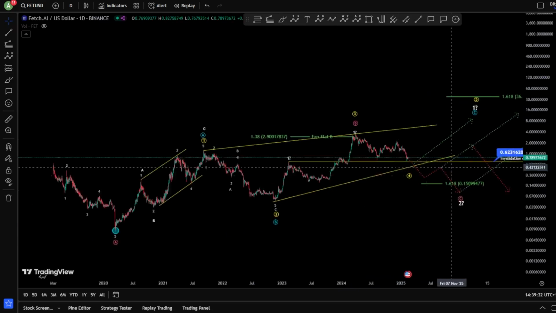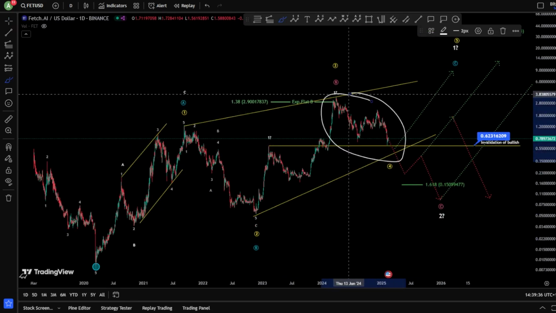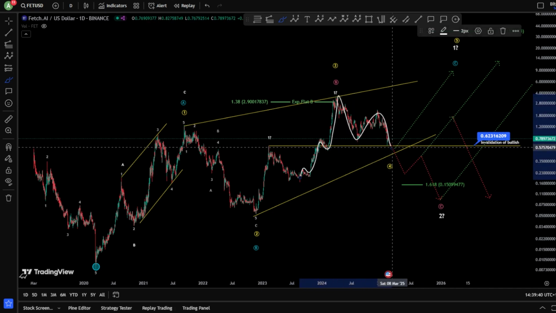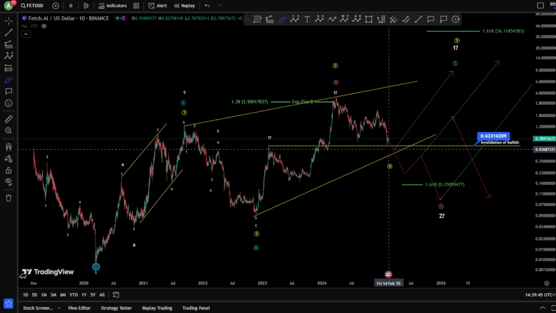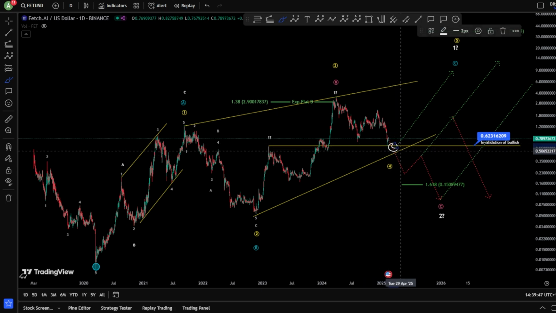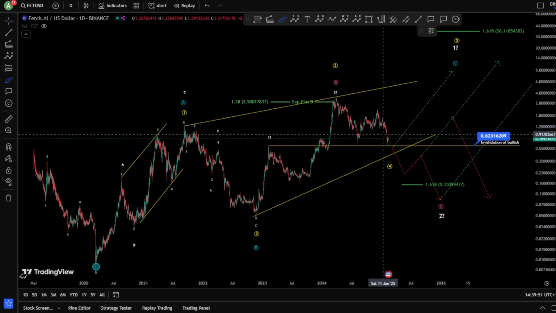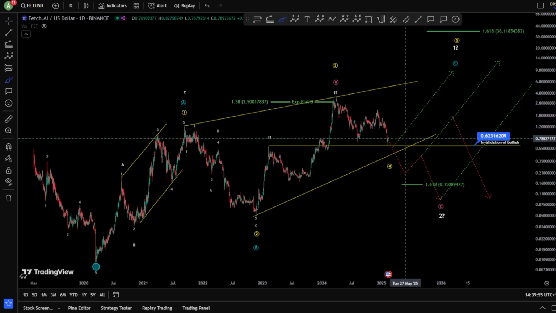So the first indication for this, the first thing, you want to finish this correction. So this correction after this impulse 1, 2, 3, 4, 5, A, B, and a C, your wave C is not finished yet. You still need one more leg toward the downside. And as you can see, this crossroad, which is marked here with this move toward the upside, can trigger this move for higher prices.